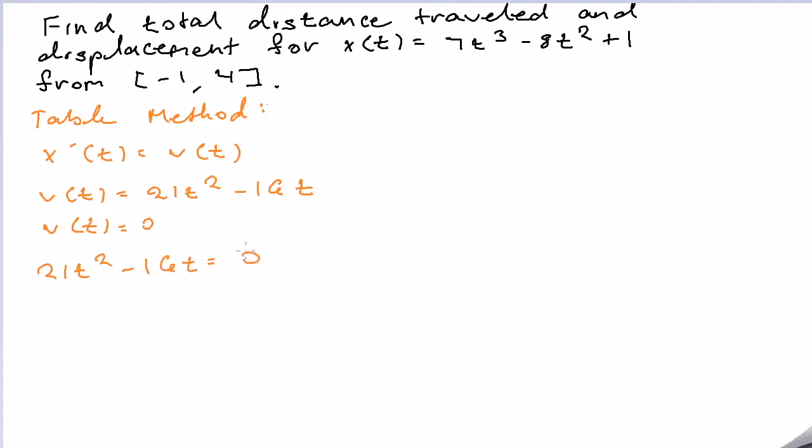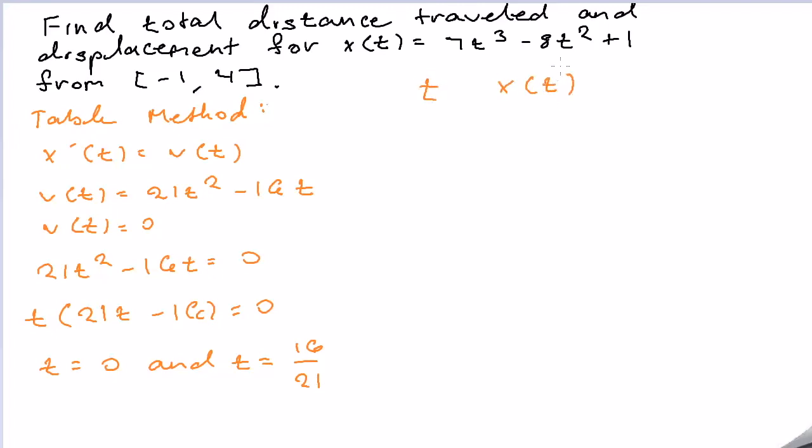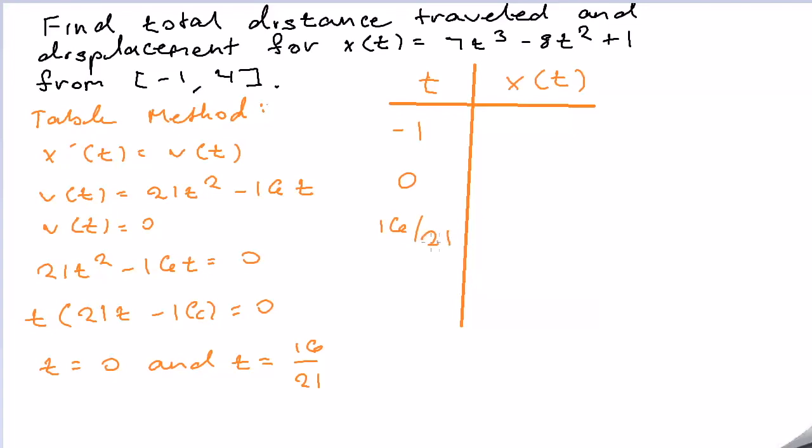So, to find the critical points, we're going to set v of t equal to 0. And when we separate t from 21t minus 16, that will give us the critical points of t equals 0 and t equals 16 over 21. Now let's make our table. So, what are we going to include in our table? That's right, we're going to include -1, 0, 16 over 21, and 4, because those are our critical numbers and bounds. When we plug those into x of t, that will give us -14, 1, -0.548, and 321.